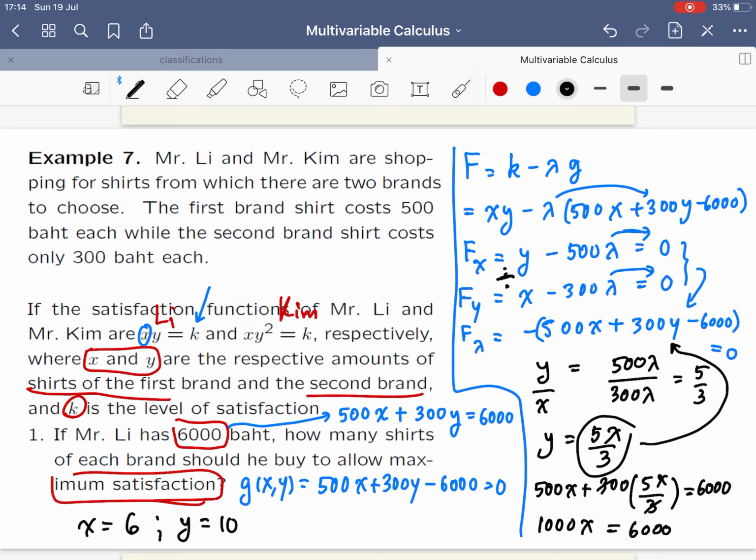So to maximize Mr. Lee's satisfaction, you will buy your first brand for 6 units and the second brand for 10 units. And then you can figure out what is the maximum satisfaction. So this one will give a maximum satisfaction.